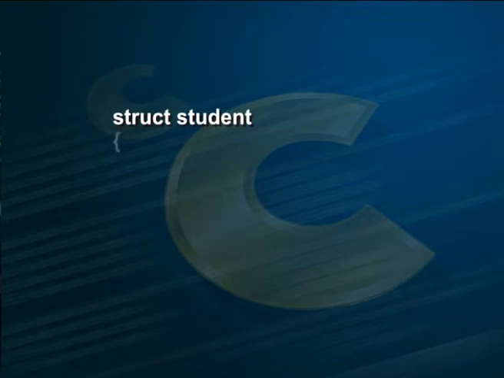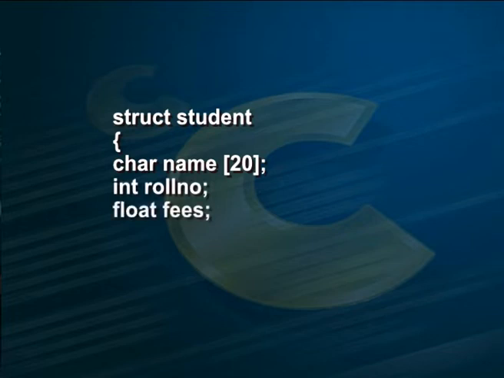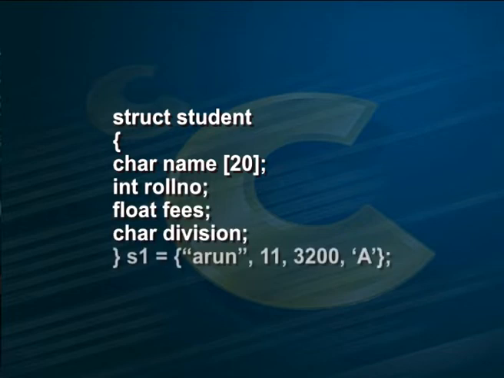struct student { char name[20]; int roll number; float fees; char division; } S1 = { "Arun", 11, 3200, 'A' }; Here the declaration and definition are combined. While declaring a structure, it is very important to remember that the member variables cannot be initialized. This is because a structure declaration does not reserve any memory space.